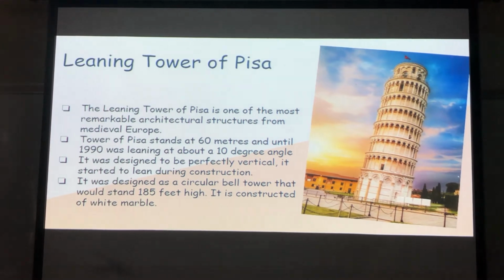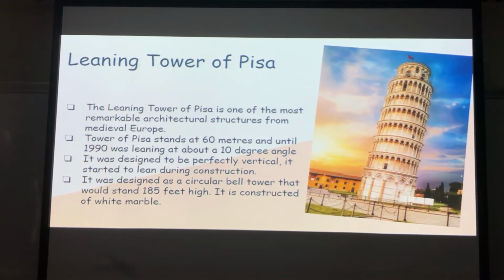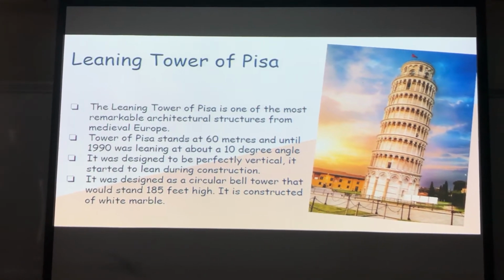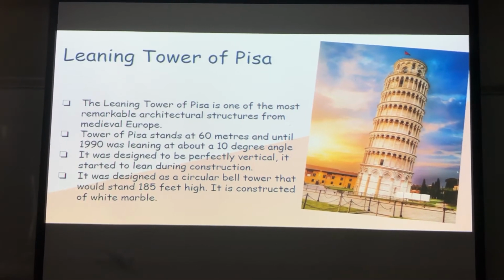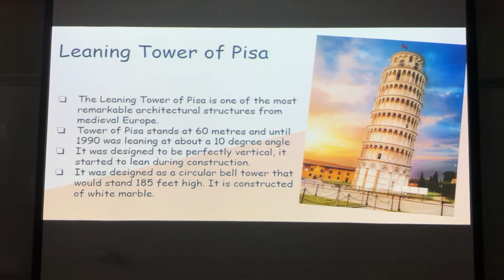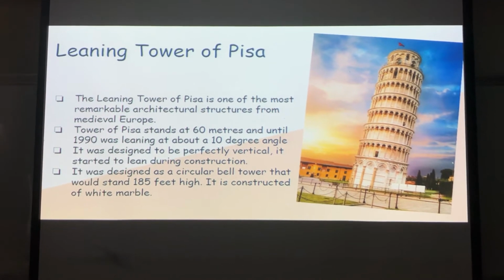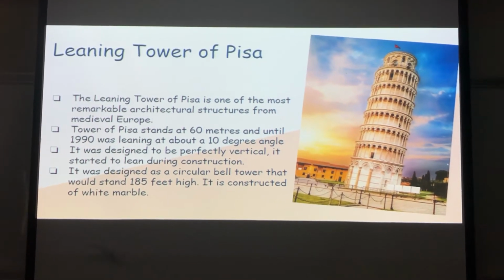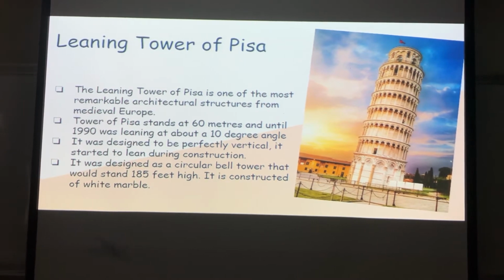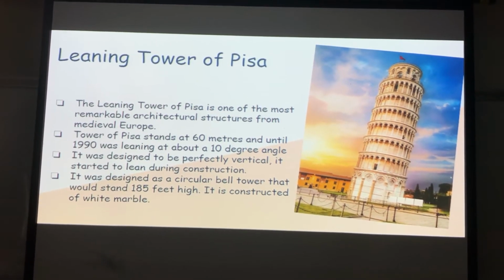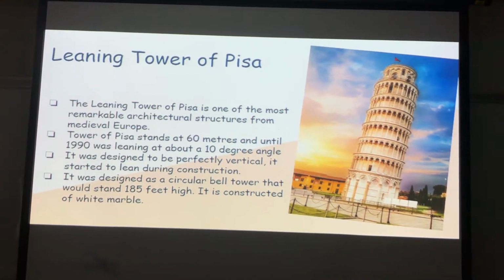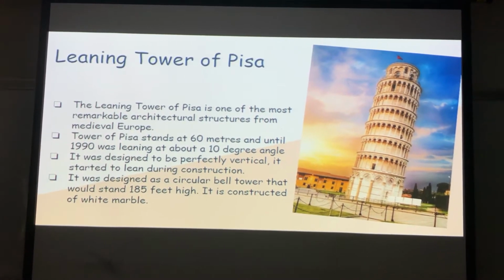Many ideas have been suggested to strengthen the Tower of Pisa, including taking it apart stone by stone and rebuilding it at a different location. It was designed as a circular bell tower that would stand 185 feet high. It is constructed of white marble.